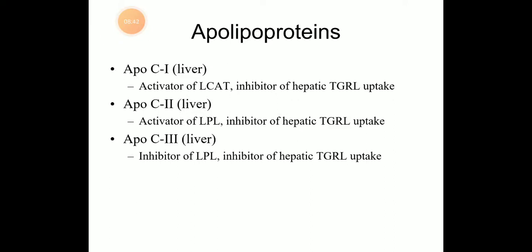So again, ApoC are of various types. ApoC1 is present in the liver, C2 is also present in the liver, whereas C3 is present in the same site. They are all, especially C2 and C3, inhibitors of the lipoprotein lipase enzyme, whereas the activator of LCAT is ApoC1.